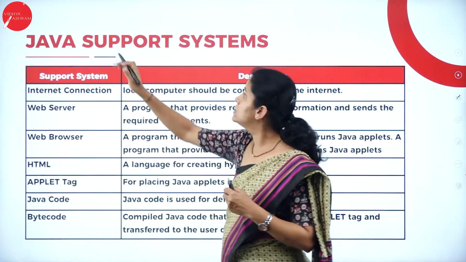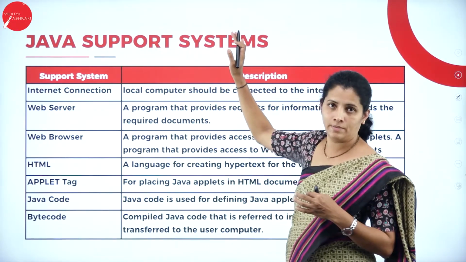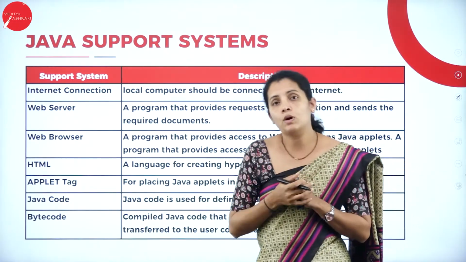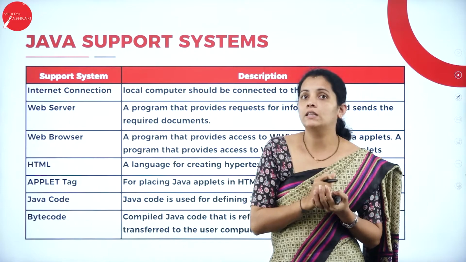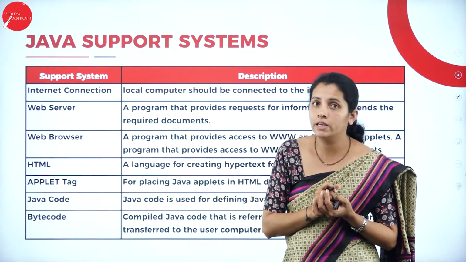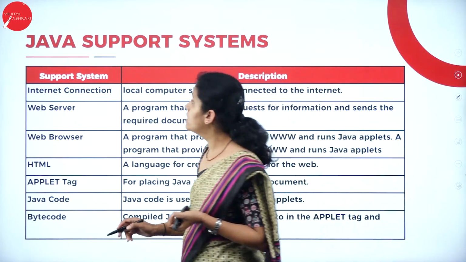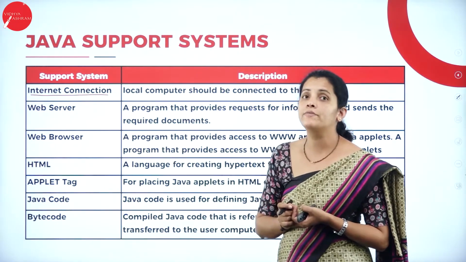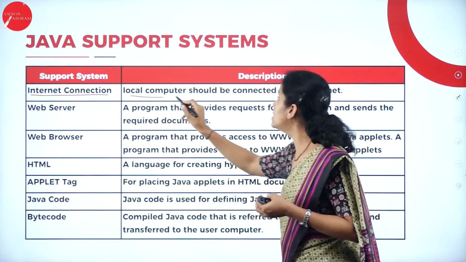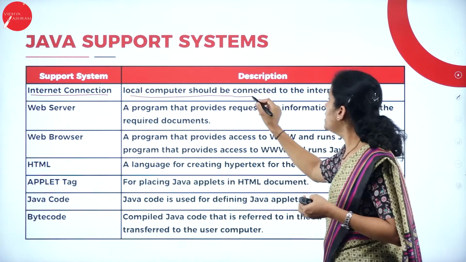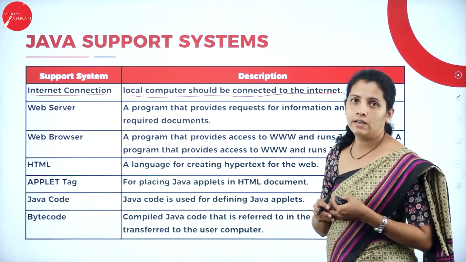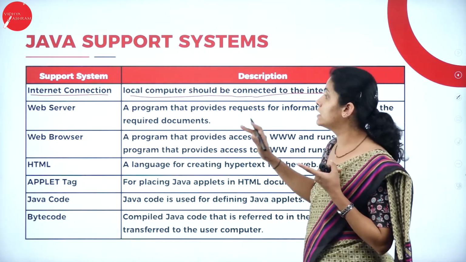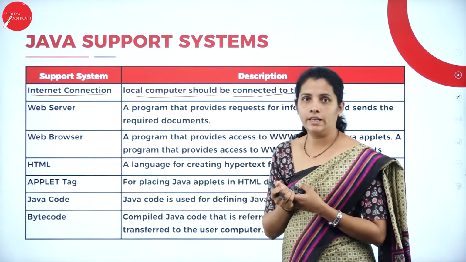Moving on to the Java support system. That means to run your Java programs successfully, what are the things I require here? In that, the first one, I want internet connection. That means, suppose I'm going to use it, the local system should be connected to the internet. So what is the first requirement I want here? That is nothing but the internet connection.